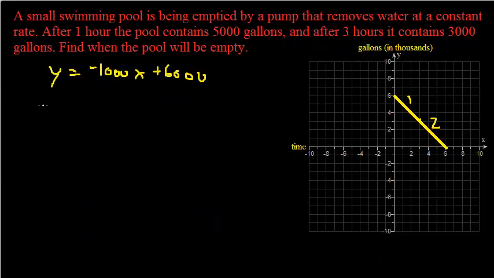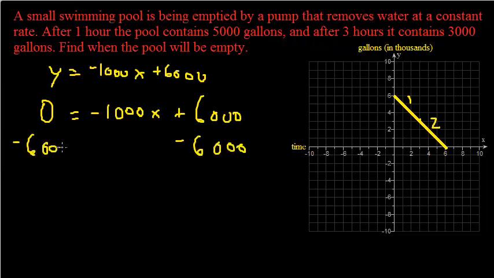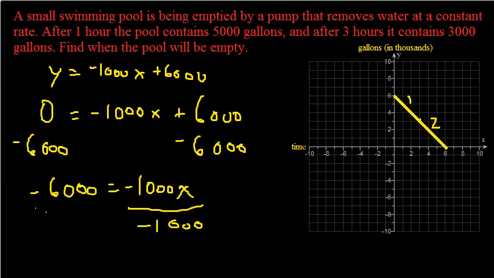So I plug in 0 for y, it gives me 0 equals negative 1,000x plus 6,000. I'm going to subtract 6,000 from both sides of the equation to get my x term by itself. And I have negative 6,000 equals negative 1,000x. I want to get x by itself, so I divide both sides by negative 1,000, and I get 6 equals x. Again, x represents our time in hours, so indeed our x-intercept is 6, which means there are 0 gallons left in the pool, so it is empty at 6 hours.